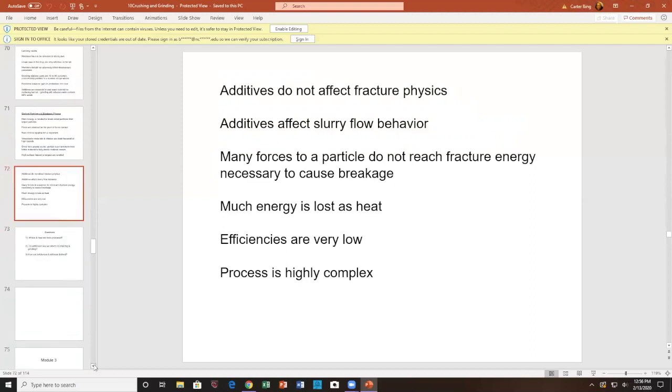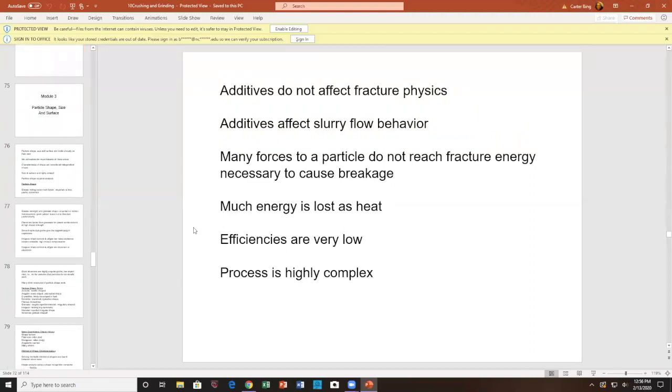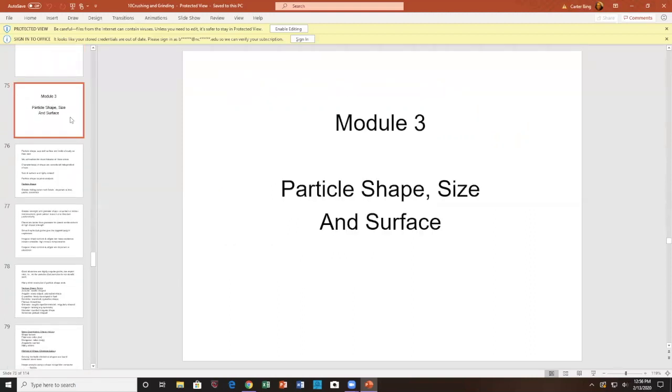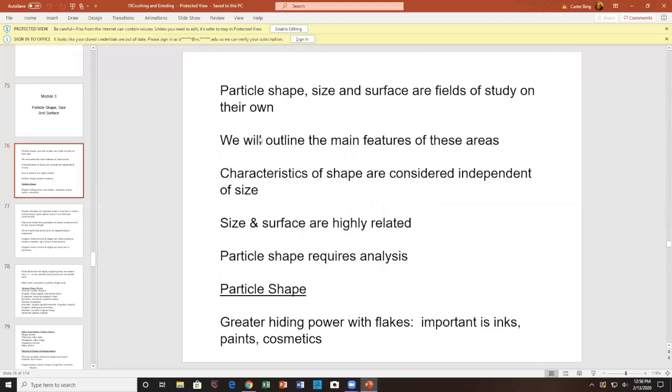Got some questions here, which we'll go ahead and bypass. Let's go on to particle shape, size, and surface. Particle shape, size, and surface are fields of study on their own. We'll just outline some of the major features. Characteristics: shape is considered independent of size. Size and surface are hardly related.